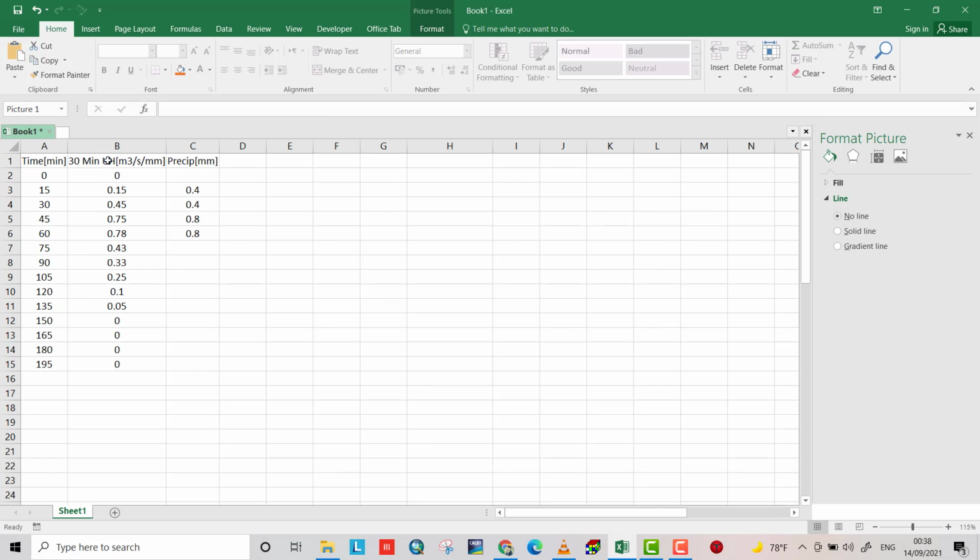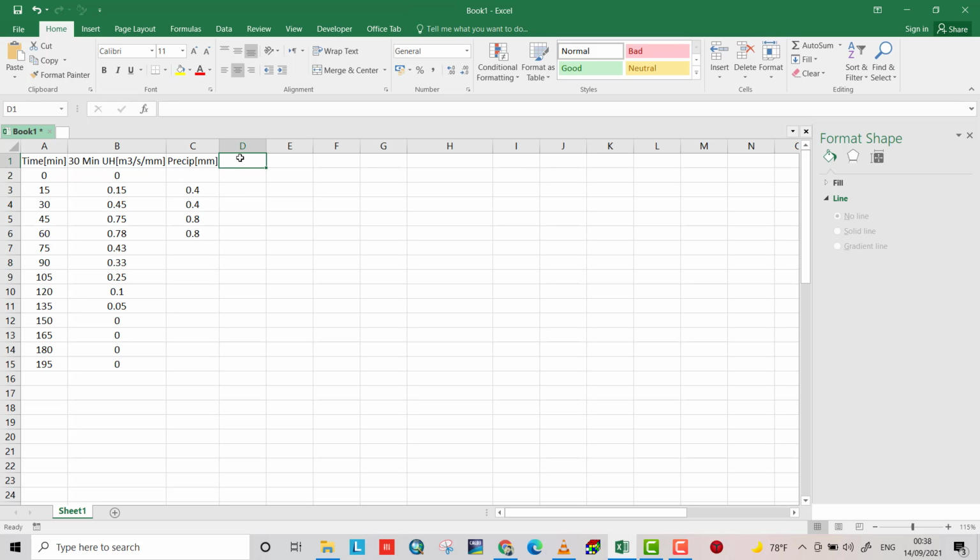That's the time, and that's the 30 minute unit hydrograph. Its unit is meter cube per second per millimeter, and the precipitation is in millimeter. As we know, it's a 30 minute unit hydrograph, but the precipitation data is taken every 15 minutes. So we have to modify it to be consistent with the 30 minutes.